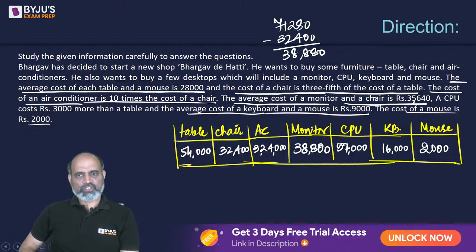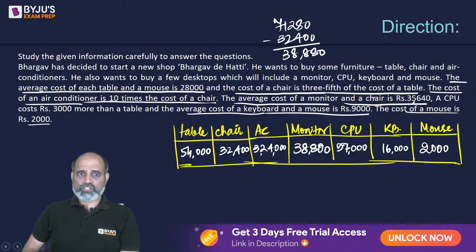The average cost of a monitor and a chair is 35,640. 71,280 minus a chair cost 32,400. This is also true. The cost of an AC is 10 times the cost of a chair. So 1 extra 0.